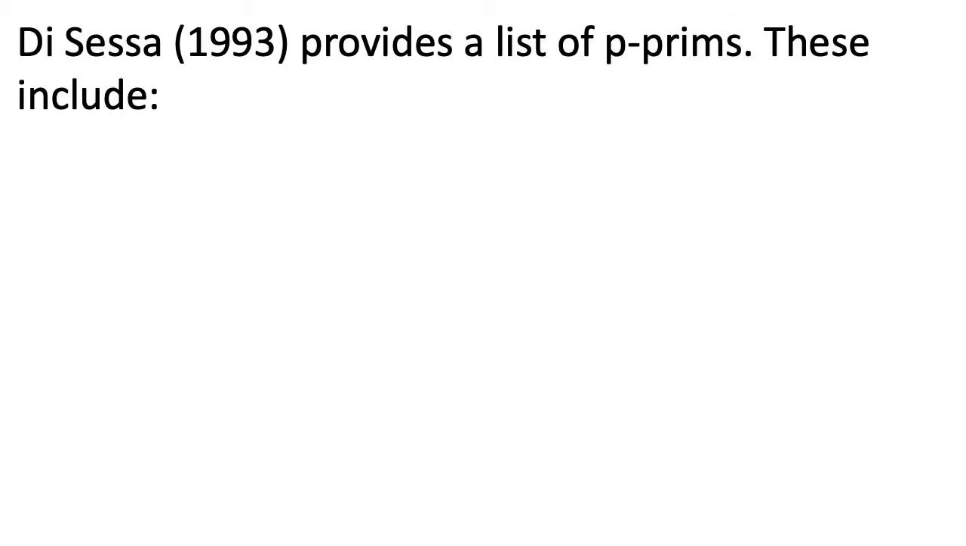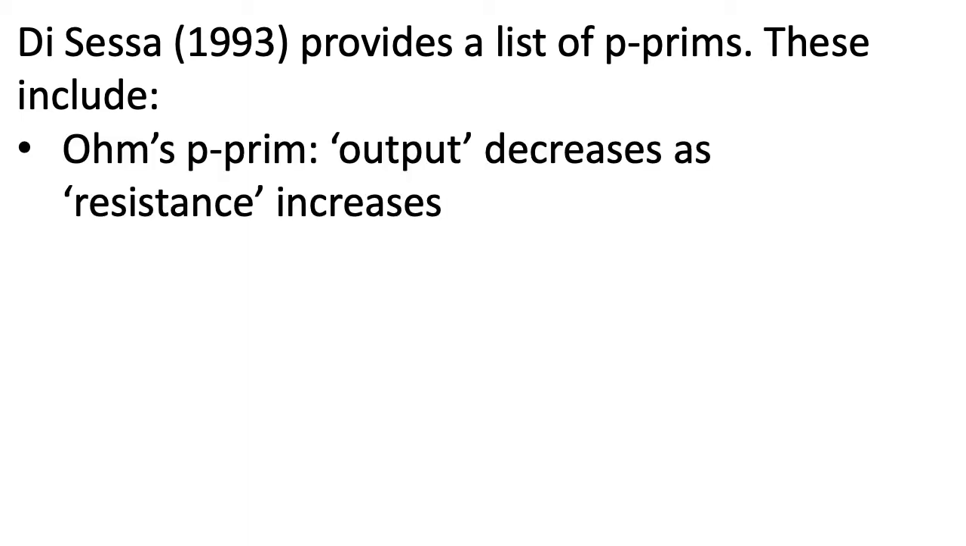diSessa provides a list of p-prims. These include Ohm's p-prim, the idea that output decreases as resistance increases. This doesn't just apply to electrical circuits, it also applies to a wide range of contexts in the real world. So for example, if you're walking through mud, you expect to walk more slowly because the resistance has increased.